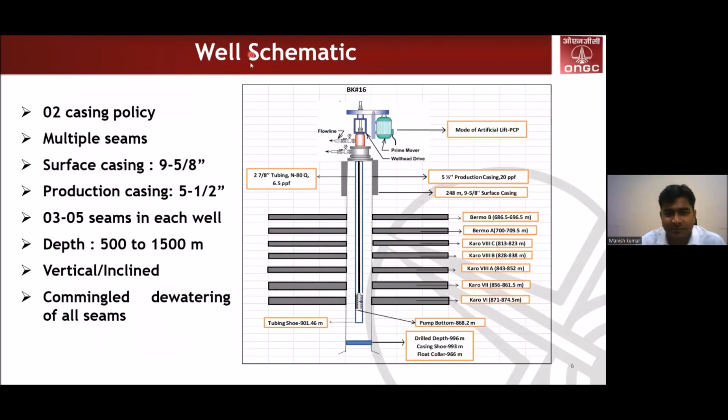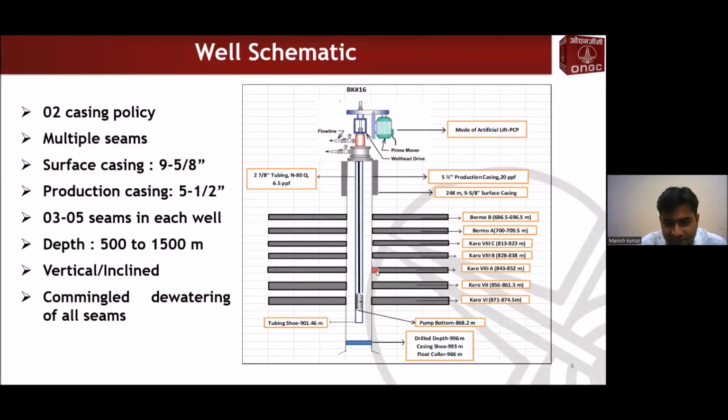So here is a schematic diagram of a CBM well, which basically follows a two casing policy. The difference from conventional wells is that you can see many seams here. Generally, we encounter 3 to 5 seams in a CBM well, whereas in conventional, we encounter 1 or mostly 2. So in a CBM well, there is commingled dewatering of all the seams. That is, production from all the seams takes place at a time. It's not that one seam is produced and after that another seam is produced.